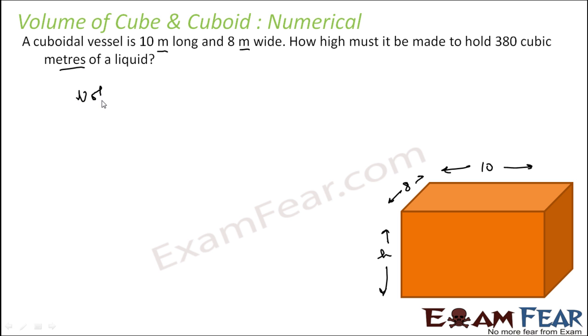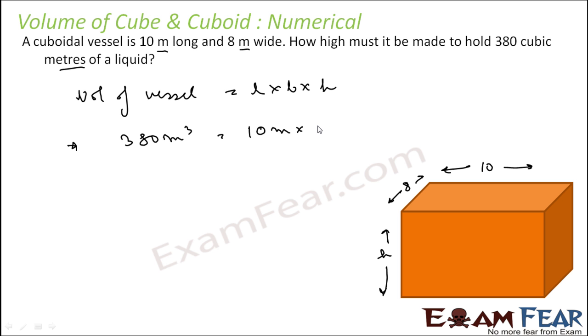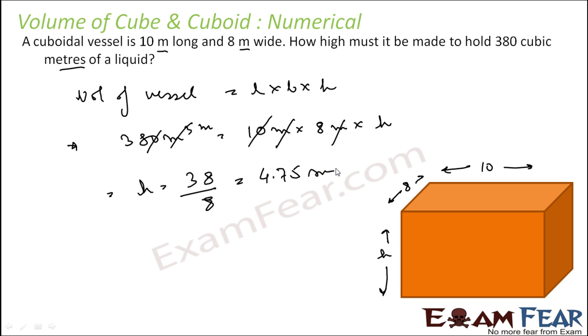So the volume of the vessel is nothing but length into breadth into height. Volume of vessel is given, 380 meter cube, is equal to length, that is 10 meter, into breadth, that is 8 meter, into height, which we don't know, and this meter cube becomes meter. So height is nothing but 38 by 8, that is 19 by 4, that is 4.75 meter. That is the value of the height.